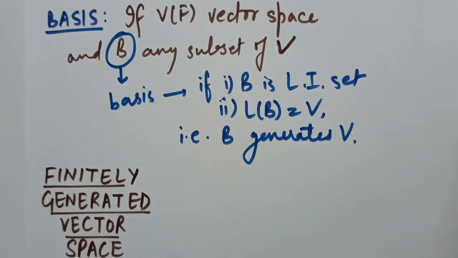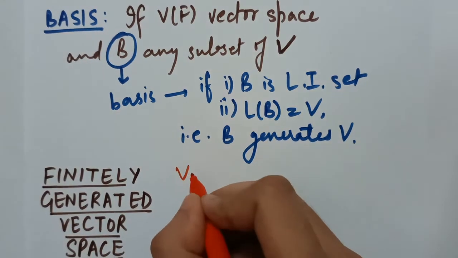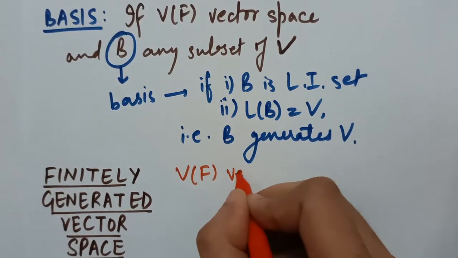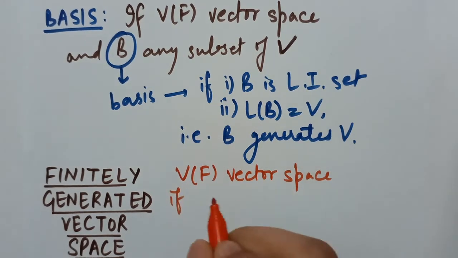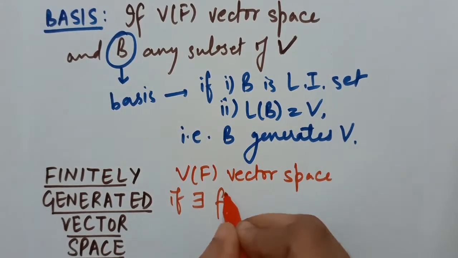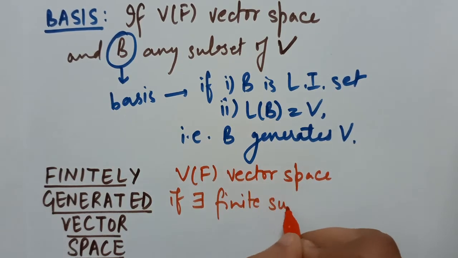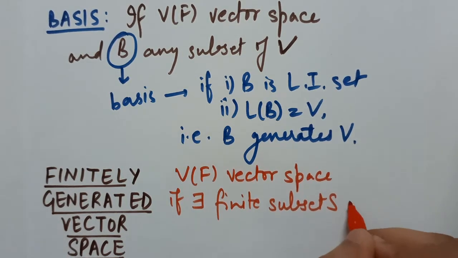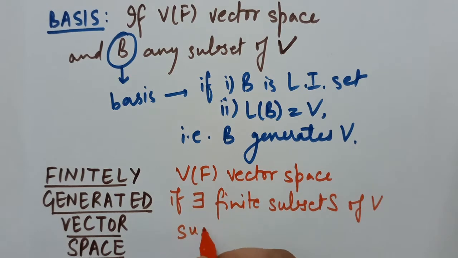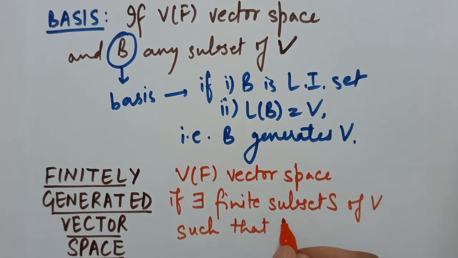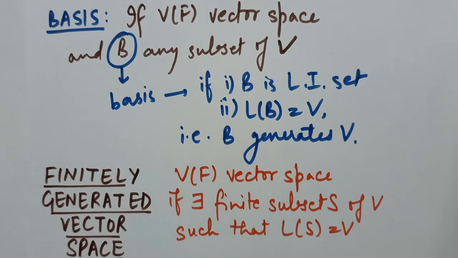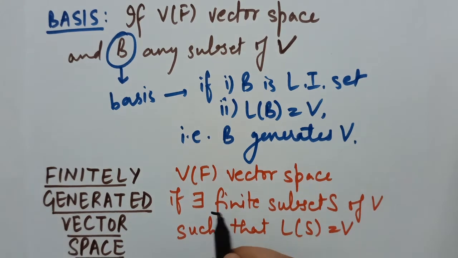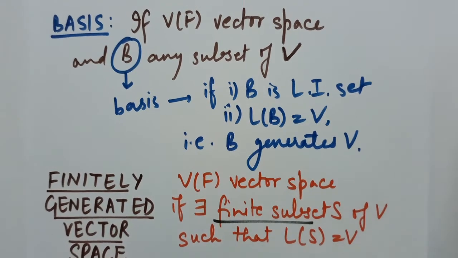And now, finitely generated vector space. A vector space V over the field F is called a finitely generated vector space if there exists a finite subset S of V such that the linear span of S is equal to V, or you can say S generates V. So remember one thing, it should be a finite subset.